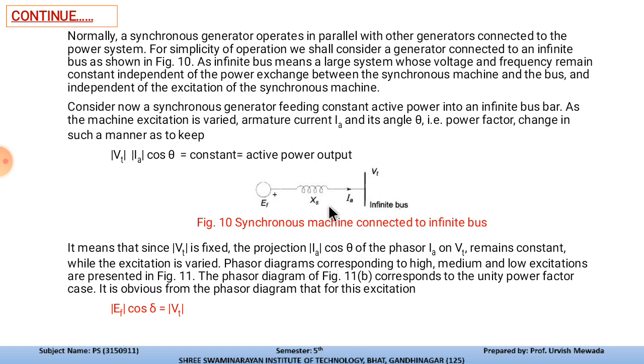Now the Vt is fixed, so the projection of the phasor Ia on Vt, Ia cos theta, remains constant while the excitation is varied. The phasor diagrams corresponding to high, medium and low excitation are represented in the next slides. So the equation becomes Ef cos delta is equal to Vt, where Ef is the field EMF, delta is the power angle or load angle, and Vt is the terminal voltage.